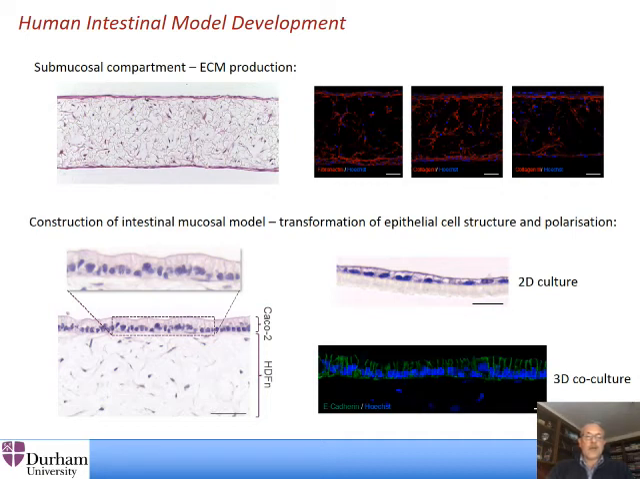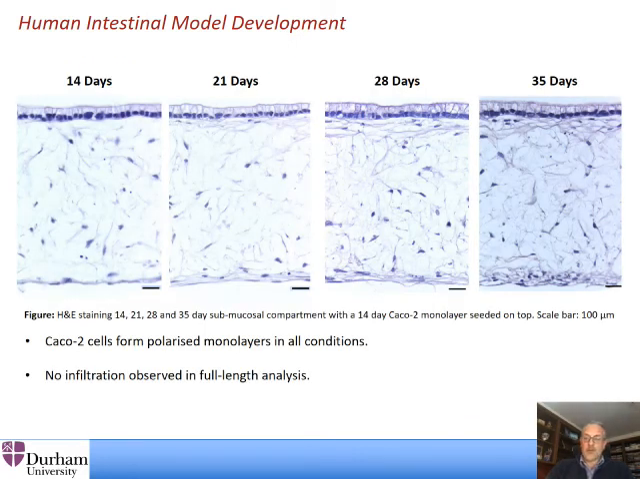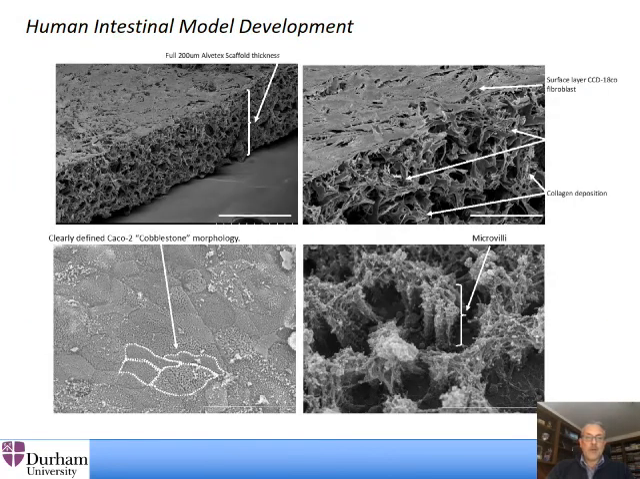We then seed onto the surface the CACO2 cells, and notice what happens. The cells are now columnar as opposed to flattened in 2D, and they have a prominent brush border, and they're polarized just like their native counterparts. We can maintain these cultures for up to 35 days and longer. We see nice reproducible examples here. We can use various electron microscopic techniques to evaluate their structure.